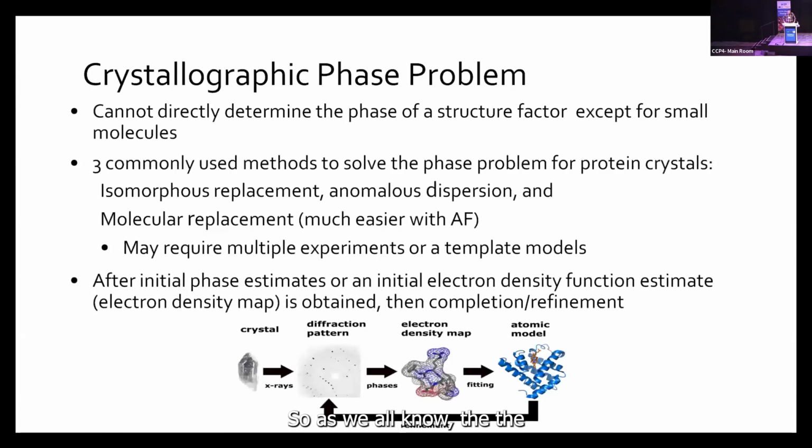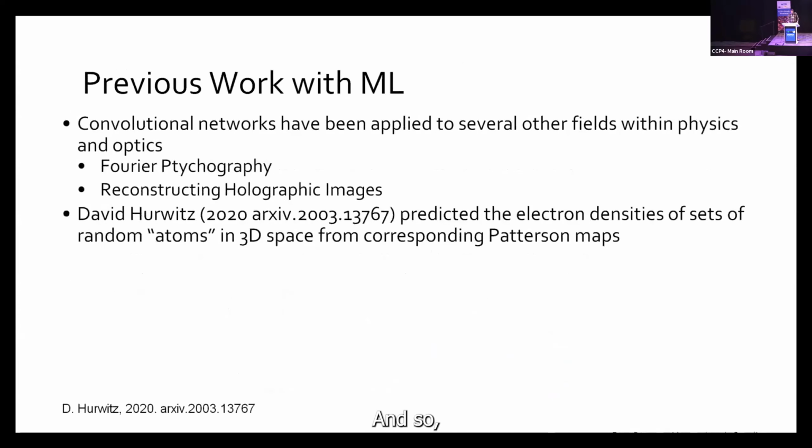So as we all know, the phase problem is where we can't image from the diffraction pattern directly, and the common methods used have been isomorphous replacement, anomalous dispersion, and molecular replacement. And with AlphaFold, that's really the primary way that I think most phasing is going to be done going forward.